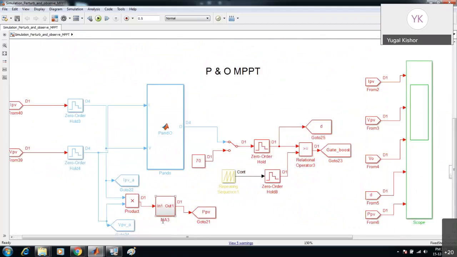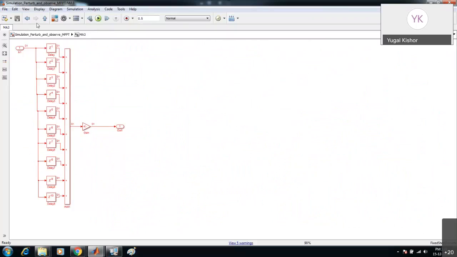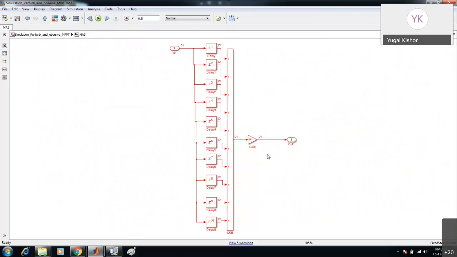And sir, below the PNO block, we have one particular block which is going to the power, right? So it is for the power calculation, right? This MA block? It is just an average block. It is nothing else.